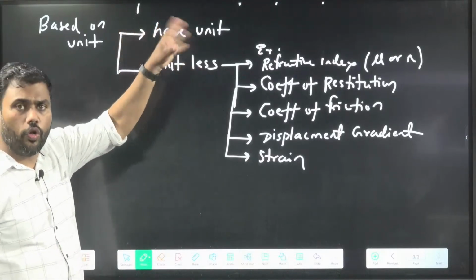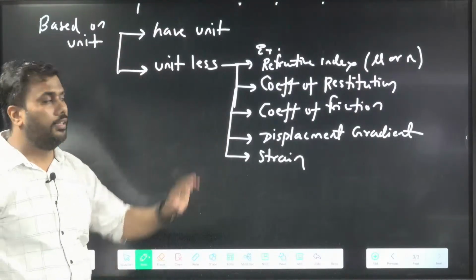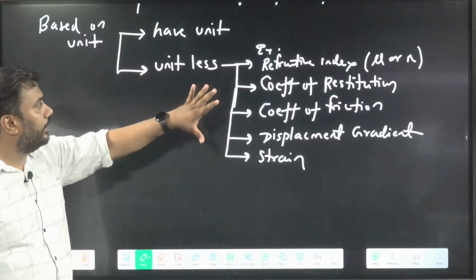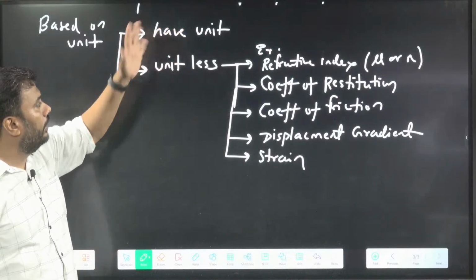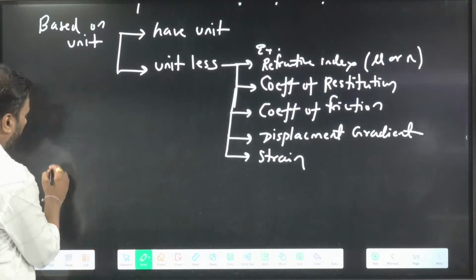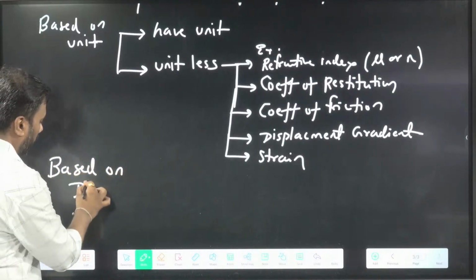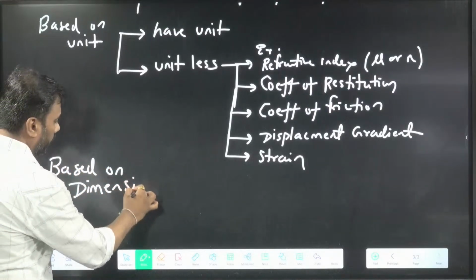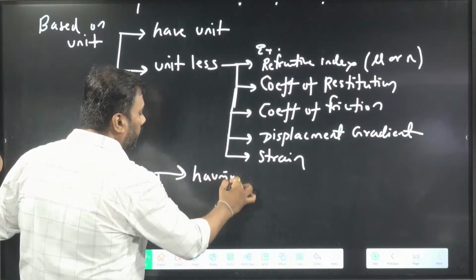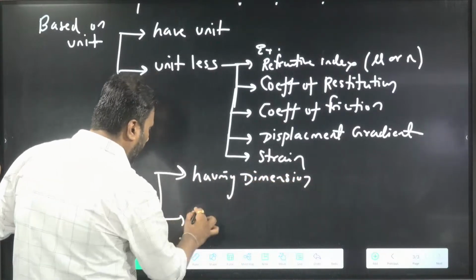So almost all physical quantities have units. Some of them do not have units. They are called unitless physical quantities. So based on unit, physical quantities are of two types: having unit and not having unit. Now we will learn about dimensions afterward. But based on dimensions, there are two types of physical quantity: having dimensions and dimensionless.